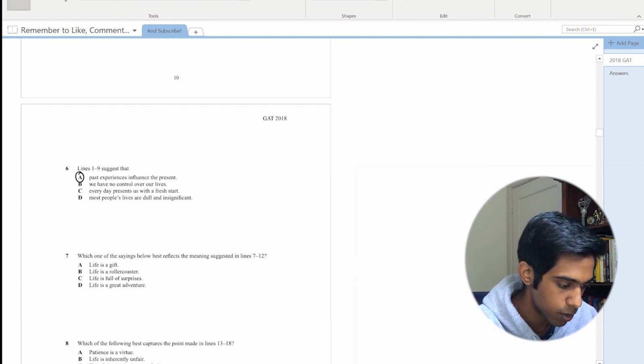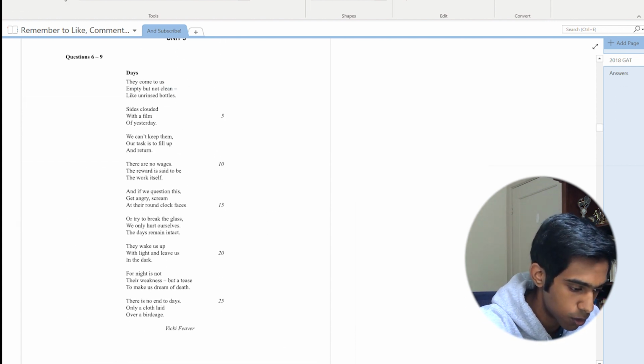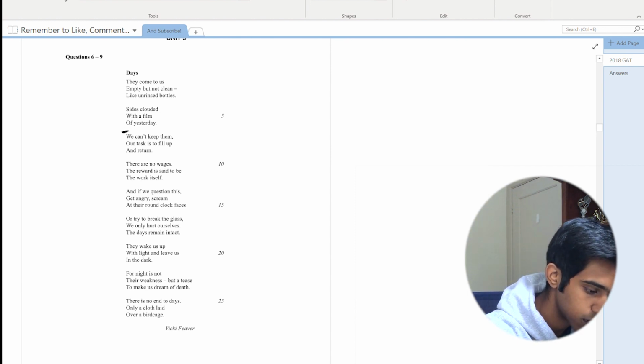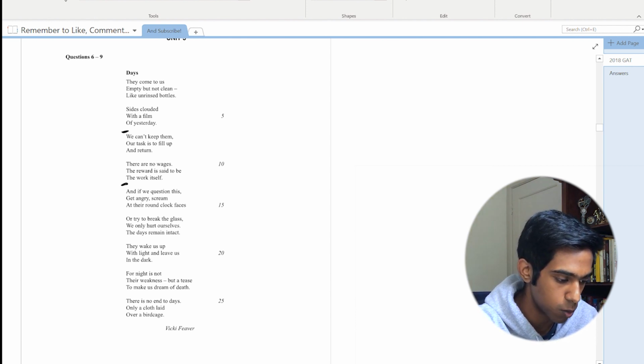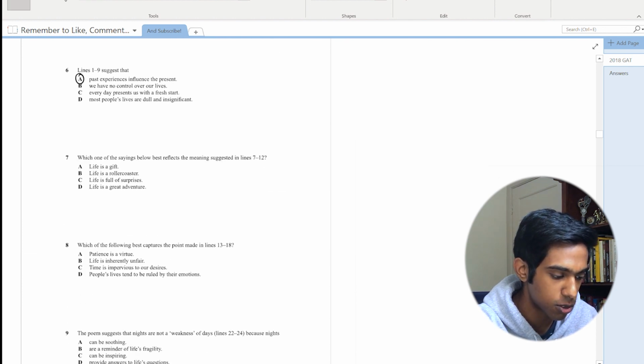Okay. So the next one is: which one of the sayings below best reflects the meaning suggested in lines 7 to 12? Okay, so now I'm going to read 7 to 12. That would be this night. So that's from here to here. We can't keep them. Our task is to fill up and return. There are no wages. The reward itself is said to be the work itself. Okay. So this is talking about days.